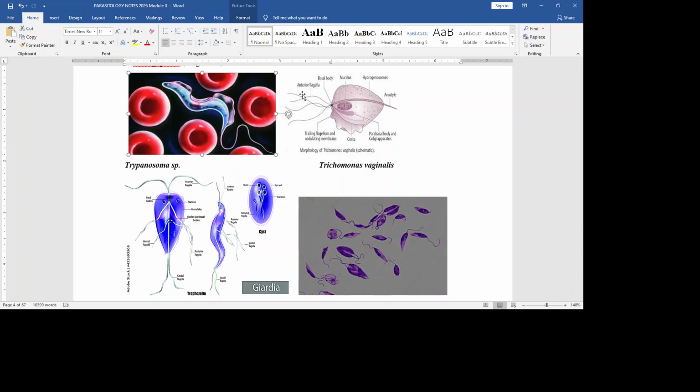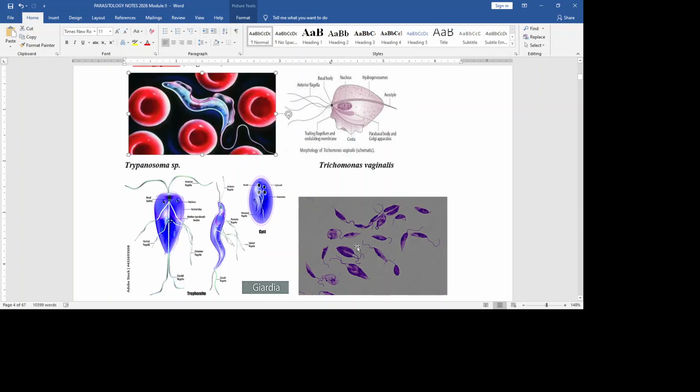And then we have the Giardia duodenalis, which has a set of 8 flagella, whereby we have 2 anterior flagella, 2 caudal, then 2 posterior, and 2 ventral flagella. And in total, we have 8, or 4 pairs of flagella.